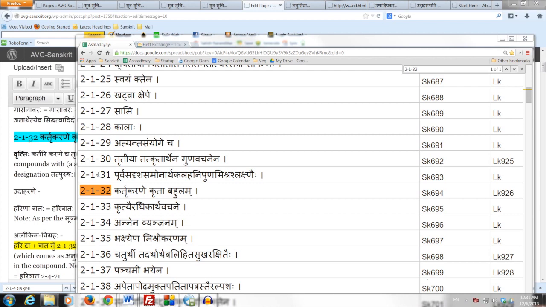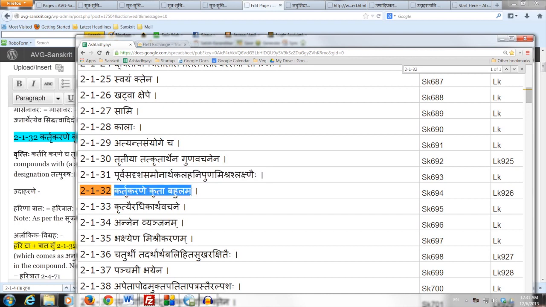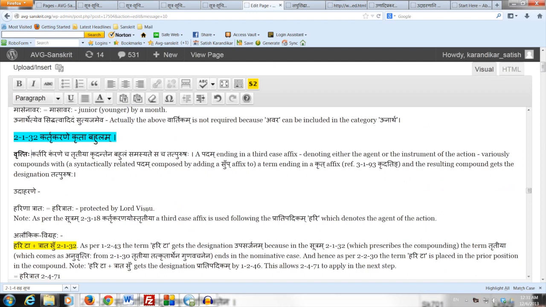We just studied the Sutram 2.131. Let us now take the next Sutram in the Ashtadhyayi order, 2.132, which says Kartri Karane Krita Bahulam. Vritti says Kartari Karane cha Tritiya Krudantena Bahulam Samasyate Sacha Tatpurushaha.